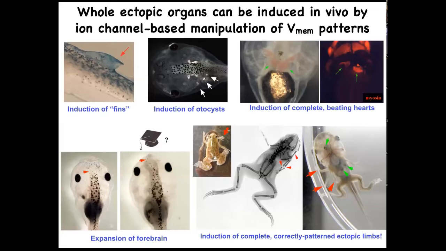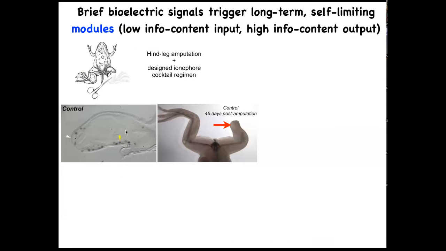If you do this kind of thing, you can make ectopic inner ear, so otocysts here. You can make ectopic hearts. You can make ectopic forebrains, new legs. So here's our nice six-legged frog, and ectopic fins. Now that's kind of weird. Tadpoles aren't supposed to have fins. We'll talk about that in a minute. This is more of a fish thing. So we've been using this kind of idea to give high-level anatomical signals to redirect where cells are going in that space. And one obvious application is in regenerative medicine.